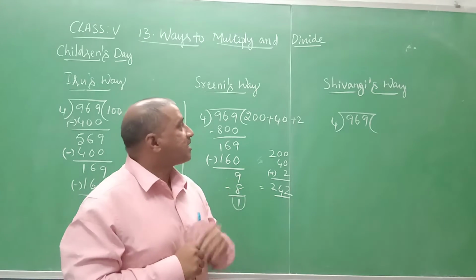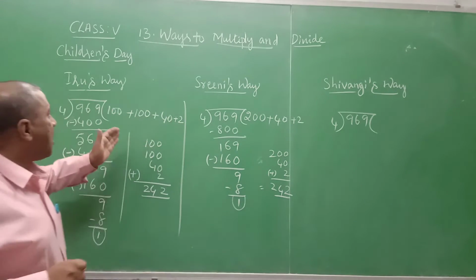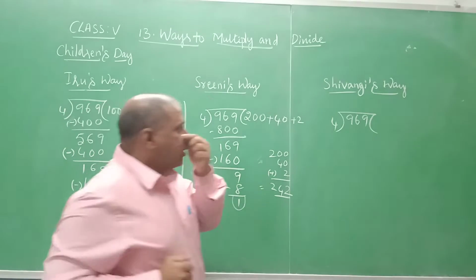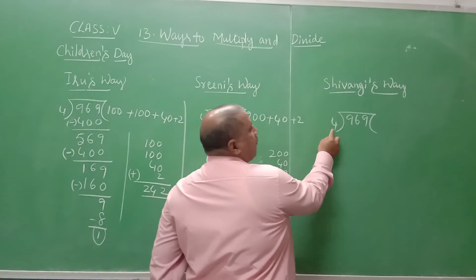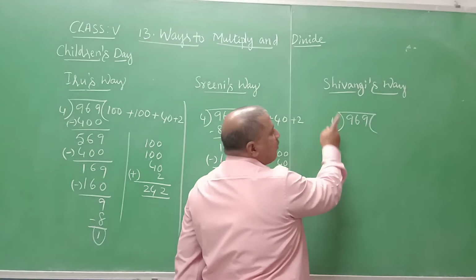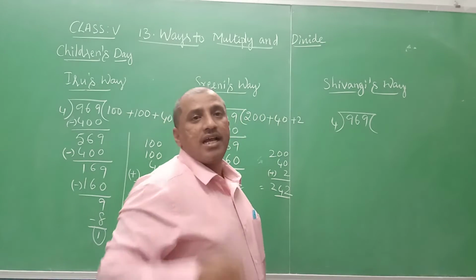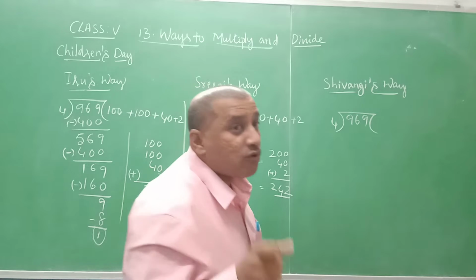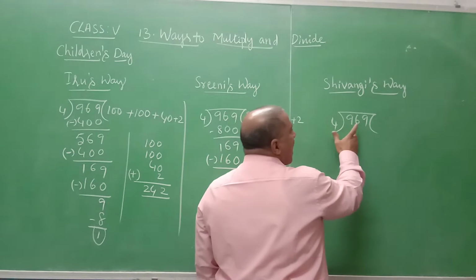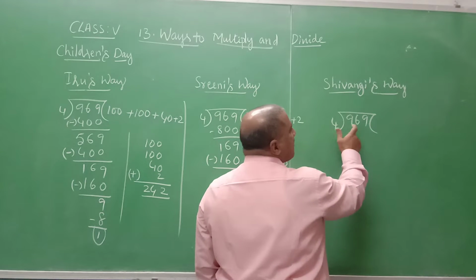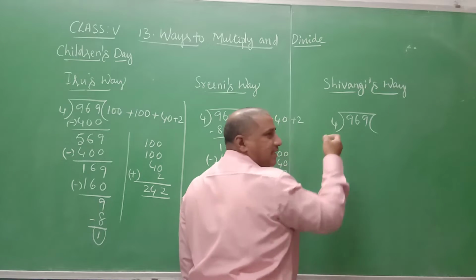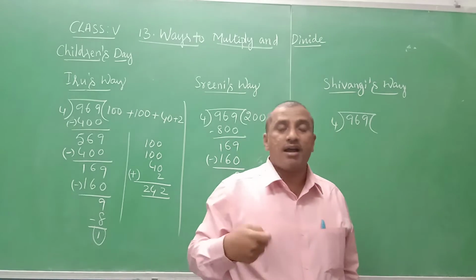So instead of taking 100 times or 200 times, first, 4, the divisor, has only one digit. So take the first digit in the dividend, that is the leftmost digit, 9. Identify how many times it will come in the 4 table. Yes, you will recollect and memorize the 4 table.